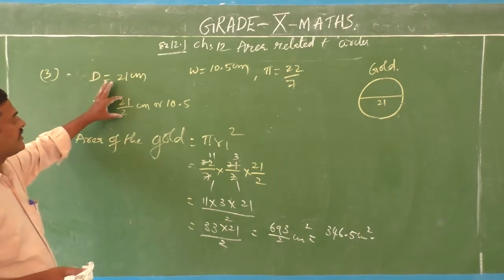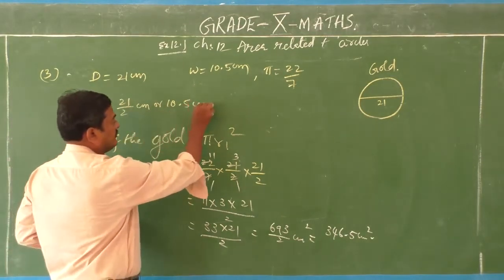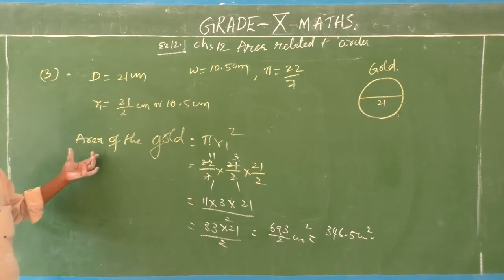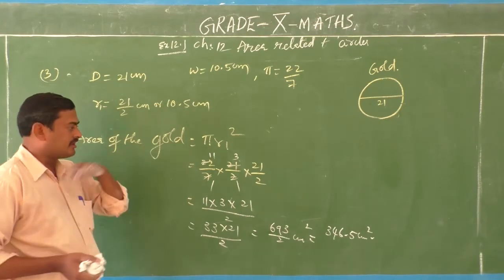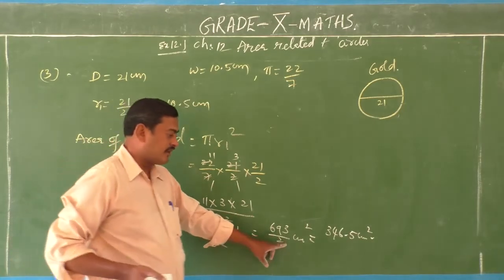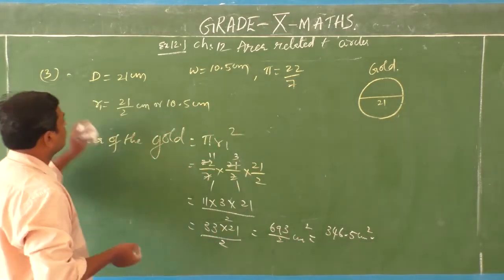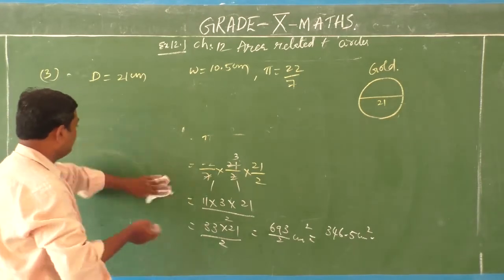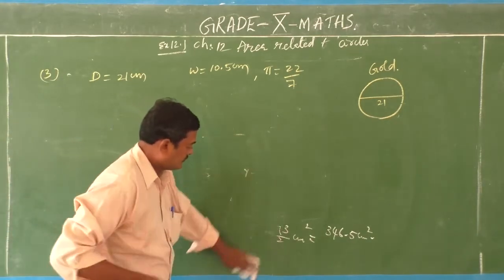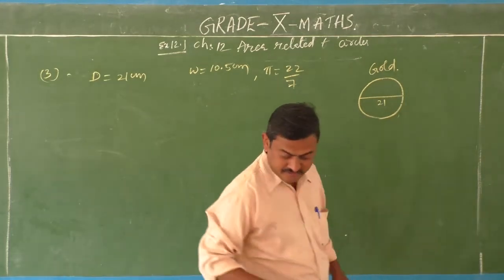So the diameter is 21 centimeter, given. From this, the radius is 21 by 2 or 10.5 centimeter. The area equals pi r1 square, and we get the value 346.5 centimeter square. This is the area of the golden region. The area of the golden region is completed. Next one.